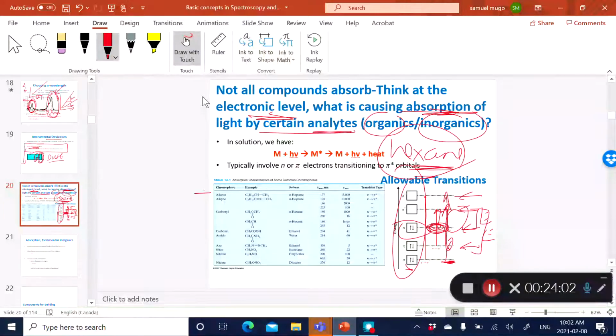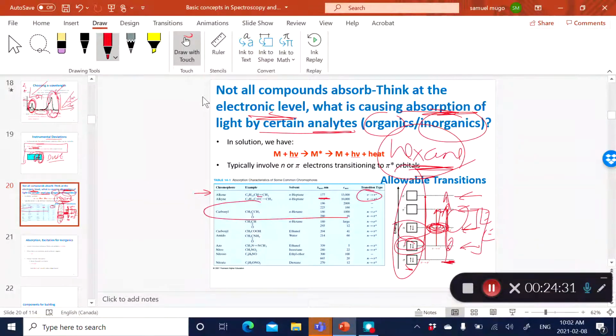If I've got an alkene, for example, it's got a double bond, meaning it's got pi electrons, meaning it's fairly easy for those electrons to be excited to the pi star. As such, those kinds of compounds are going to absorb light because of that allowable transition. Look at the carbonyl compounds.